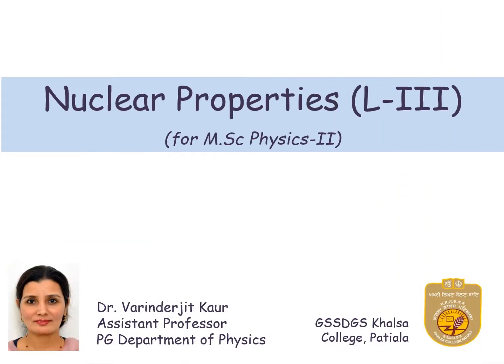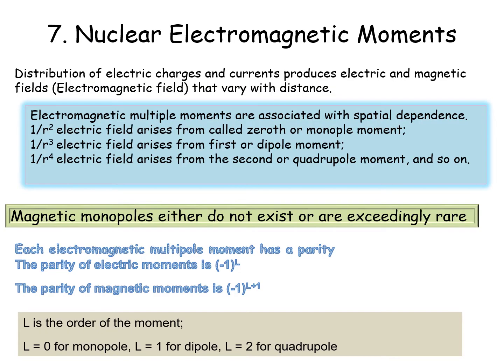Hello, we discussed different nuclear properties such as nuclear charge, nuclear radius, nuclear mass, nuclear density, binding energy, nuclear angular momentum, and nuclear spin. Also, we explained the binding energy curve and the various terms involved in the semi-empirical mass formula. In the present session, we start with the seventh nuclear property, that is nuclear electromagnetic moments.